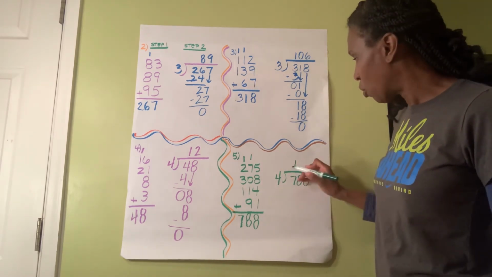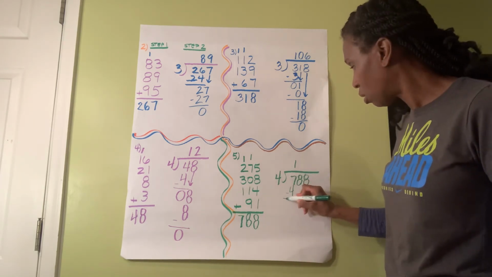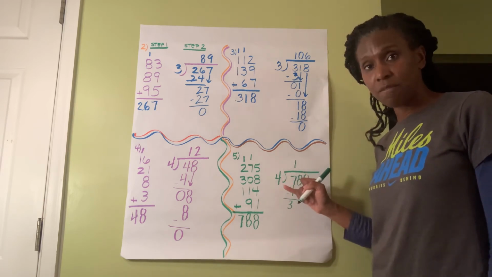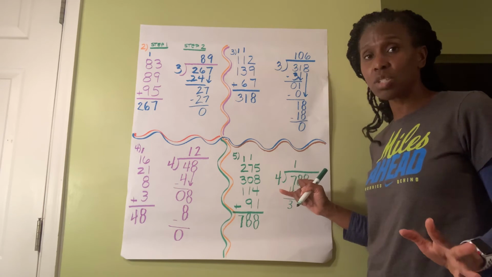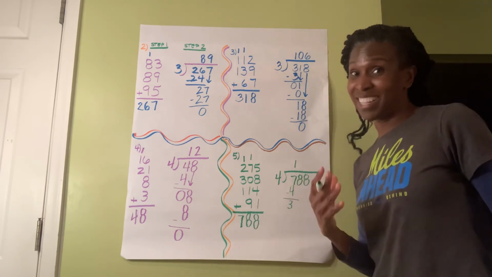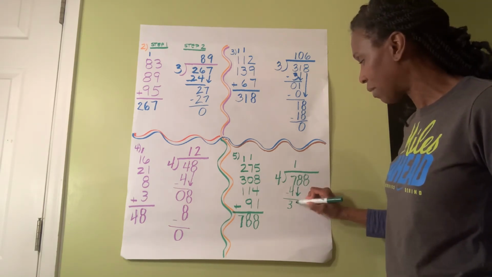Now I multiply. 1 times 4 is 4. I subtract. That's step number 2. 7 minus 4 is 3. Now I need to compare. Is 3 less than 4? Yes. As long as it's smaller, you're good. So we picked the right number. So I'm going to bring it down, which is the 8 right here, the one right behind the 7.